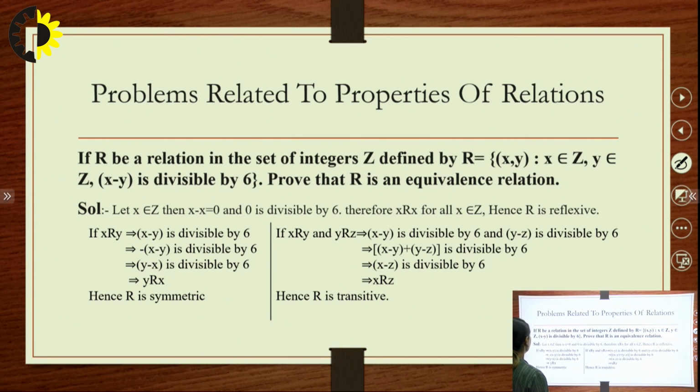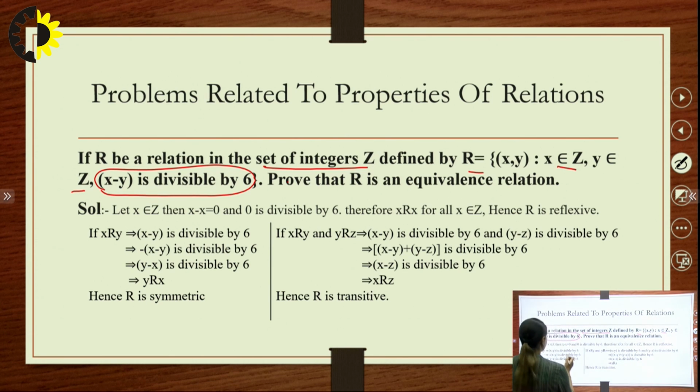Now the next problem is, if R is a relation on the set of integers Z defined by R = {(x, y): x belongs to integers and y also belongs to integers, x minus y is divisible by 6}. This is the main condition here. x minus y should be divisible by 6. Prove that R is an equivalence relation.